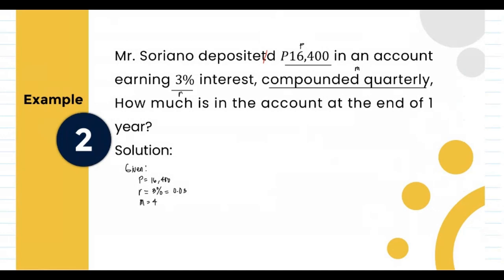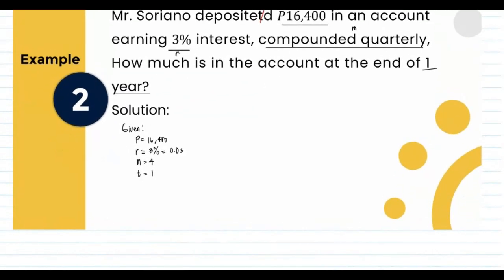And then, another value that we have right here is yung ating year. So, 1 year. So, that is going to be our time. So, that's going to be 1. And then, the question is, ano yung required? Yung required dyan is for you to calculate how much would be in the account at the end of 1 year. So, we are talking about the compounded amount. Since the context of the problem is compound interest, therefore, we are finding for the F, or the future value, or the compound amount.